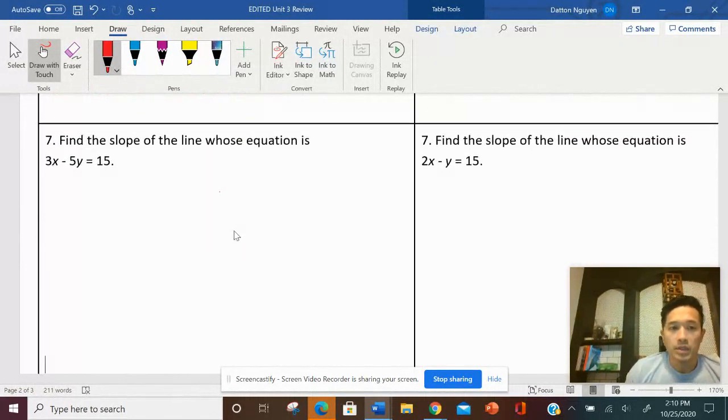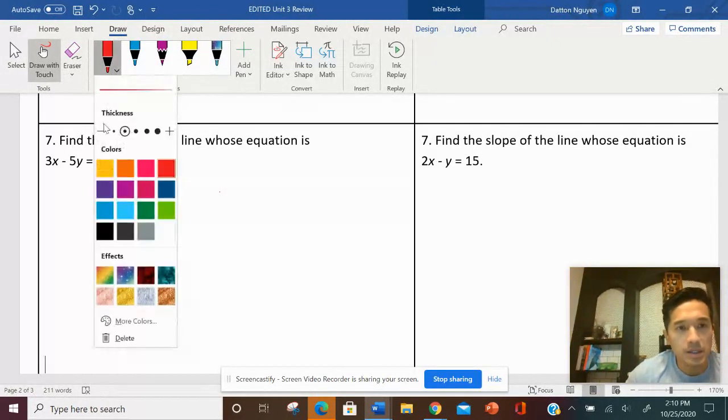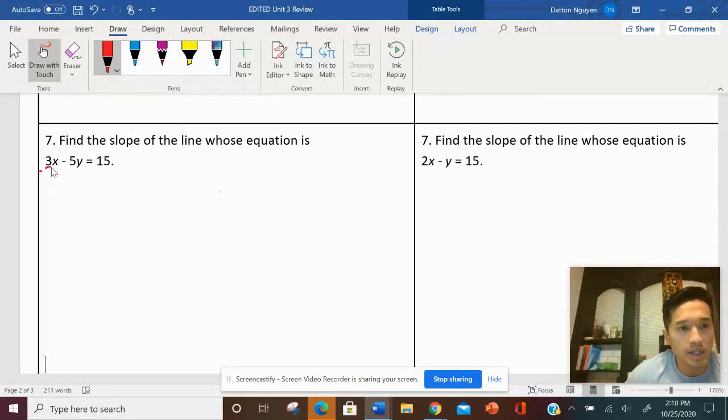Find the slope of the line whose equation is 3x minus 5y equal to 15. Okay, this is like doing literal equations before. You're going to have to move some stuff over to the other side to get y by itself. Since y is over here, the first thing I'm going to do is subtract 3x. Now notice there's not an x on the right side of the equation. So what's going to happen is that I'm left with negative 5y equals, and I'm going to rearrange this.